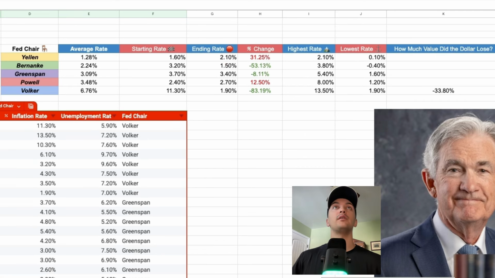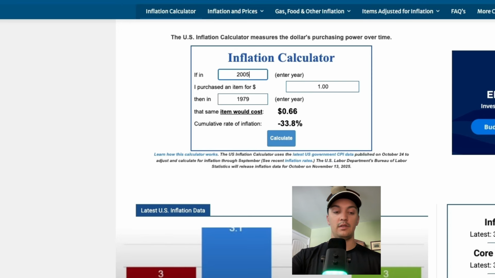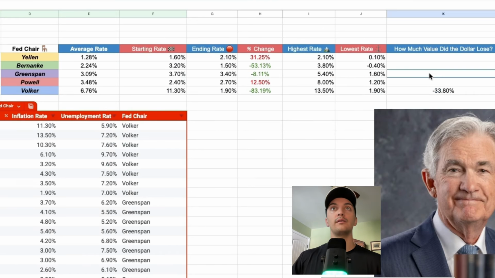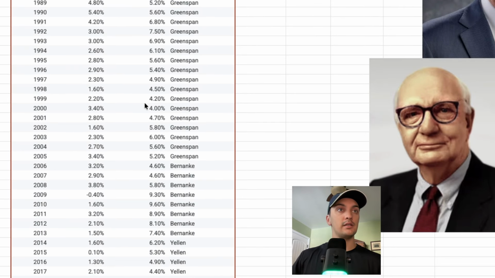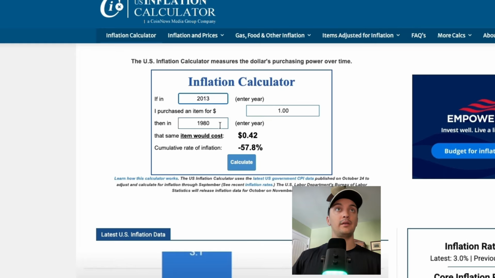So we'll do 2005 to 1980. And okay, 57.8% for Greenspan there. So minus 57.8. And next is Ben Bernanke. So that's 2013 to 2006. And I realize this is imperfect. This is just a game.